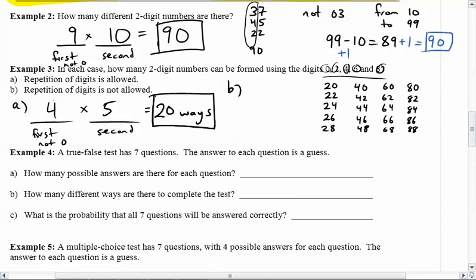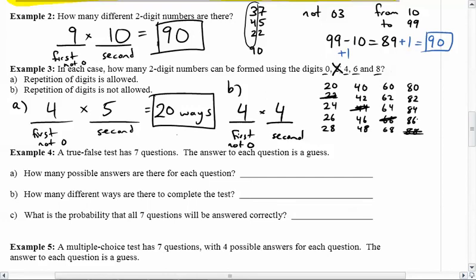Now, question B is, what if repetition of digits is not allowed? So we're not allowed this one, this one, this one, or this one. So that would be the same as part A. Take away those 4 numbers. So 16 ways. But how can we do that using the fundamental counting principle? You've got your first digit, your second digit. Your first digit cannot be 0. So it could be any of the 4 numbers. Now let's pretend that we took one of them. Now we're allowed to choose 0, but we're not allowed to choose the same number. So there's only 1, 2, 3, 4 numbers left to choose from. 4 times 4 is 16 ways.